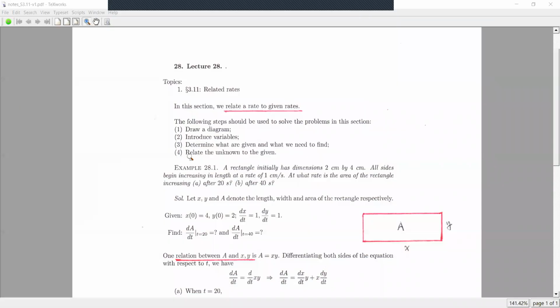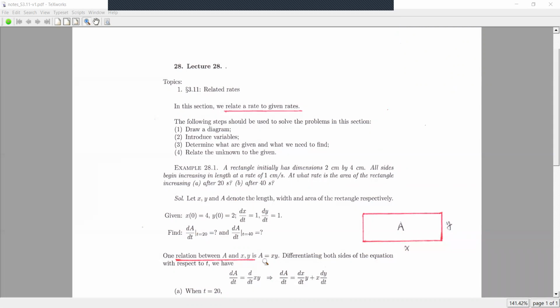Step 4. Relate the unknown to the givens. The unknown is the derivative of the area. The givens are the derivative of x and the derivative of y. One relation between the area, the length, and the width is a is equal to x times y.